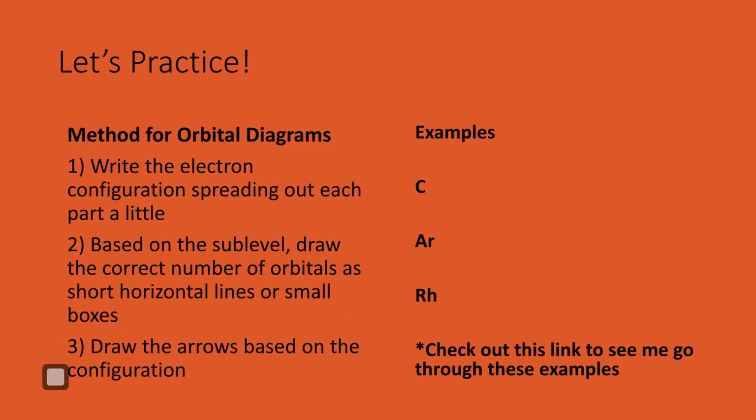Okay? So I know it's kind of weird. So again, here's the process. Write the electron configuration, spreading out each part a little. Based on the sublevel, draw the correct number of orbitals as short horizontal lines or small boxes. I like to do lines. And then draw the arrows based on the configuration. So what I do here, I'll go through these examples, is for carbon. Carbon is 1s2, 2s2, 2p2.